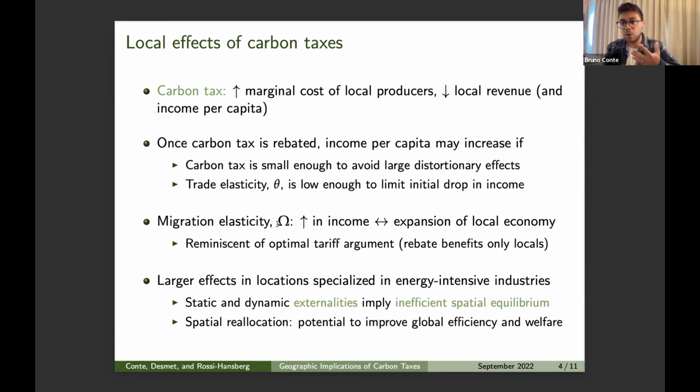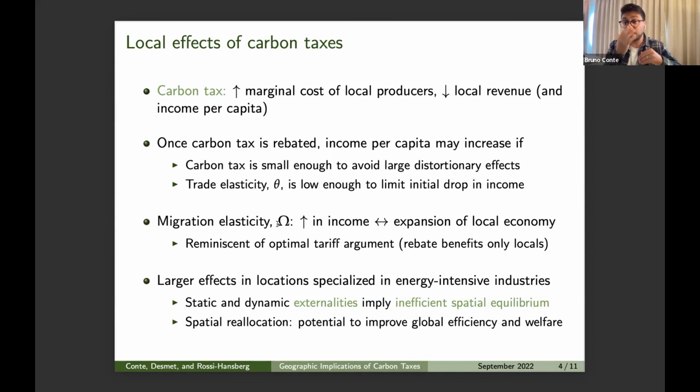So that echoes some results from trade theory on the optimal tariff argument: because the demand is not super steep with respect to changes in prices, the entire economy of everyone that is importing goods from this location that is taxing carbon is also paying for this tax, but the tax revenues benefit only the locals in the regions that are taxing carbon.